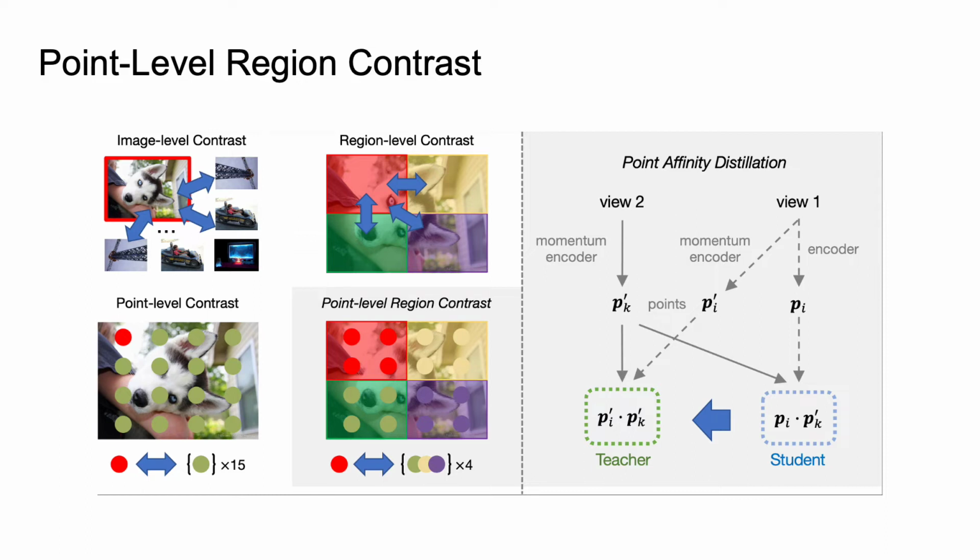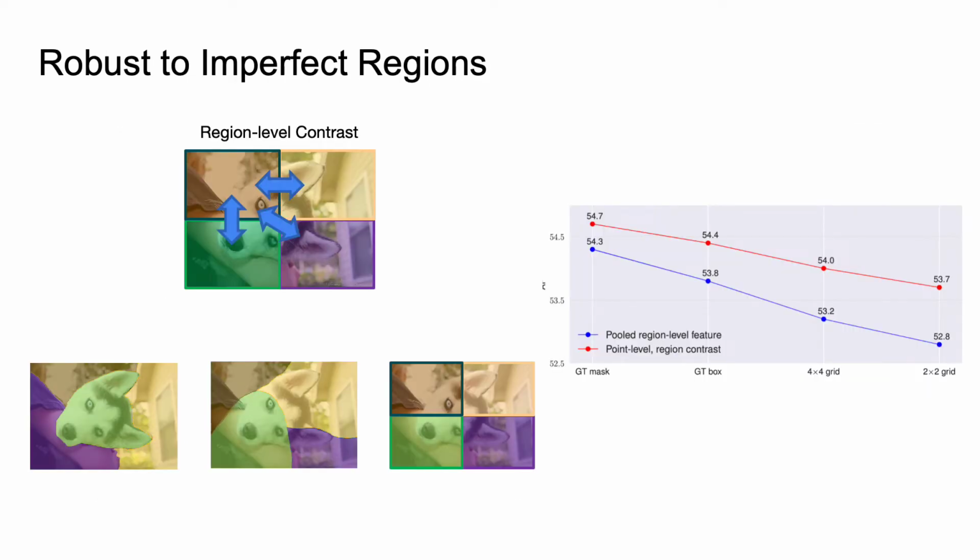What's more, we don't even have to specify the region quality as we do on the left. As shown on the right, we can estimate affinities during representation learning as a proxy for regions. We'll show this is surprisingly robust when introducing the point-level operation. For region-level contrast, as we observe on the right, with the degeneration of the region quality, it becomes less effective. But with the help of point-level operation, it's much more robust.